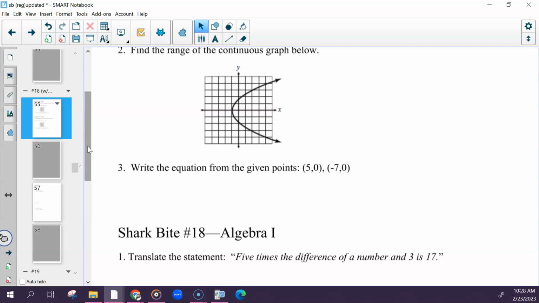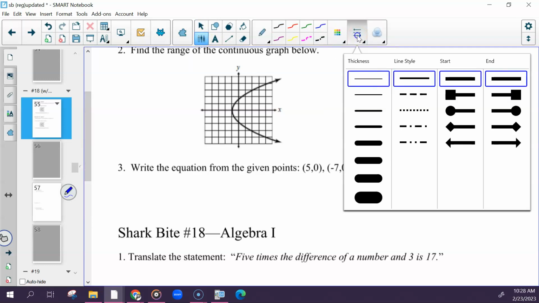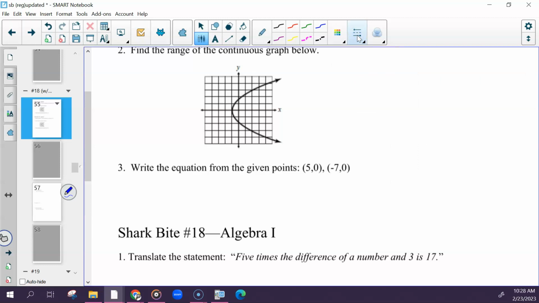Number 2 is asking about the range. Is that your x's or your y's? Y's. So we're looking for our y values, lowest to highest. What would that be? What do we think that is? Because this keeps going down and right, and this keeps going up and right, so that would be all those numbers.